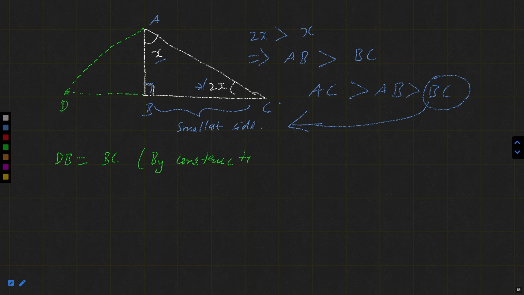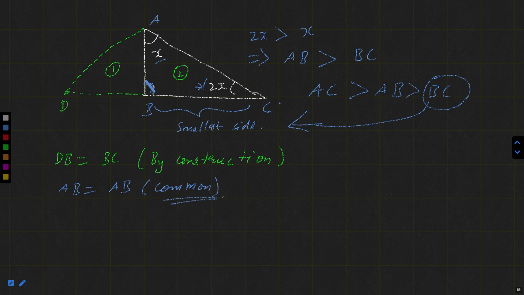Okay, I am constructing this line BD in such a manner that BC is equal to DB. I hope this is clear. Now if you see in this triangle and in this triangle, I know DB is equal to BC, and I know that AB is common to both. AB is AB. Okay, now what?